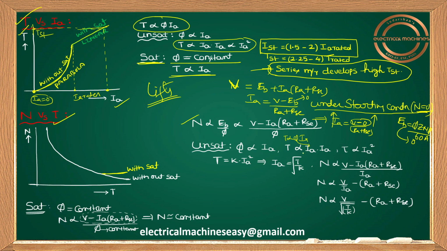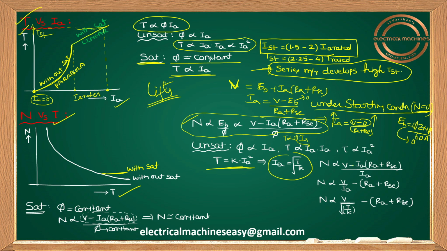Why am I doing all this? Because I need N in terms of torque, but the N equation is in terms of IA, so I should write it in terms of torque. Torque is proportional to IA square, so torque equals some constant K into IA square. From this, IA equals what, guys? Square root of T by K. So in place of IA in this equation, let me substitute square root of T by K.